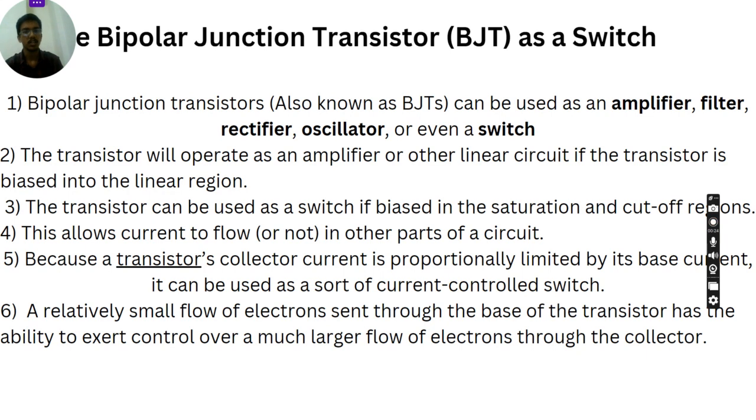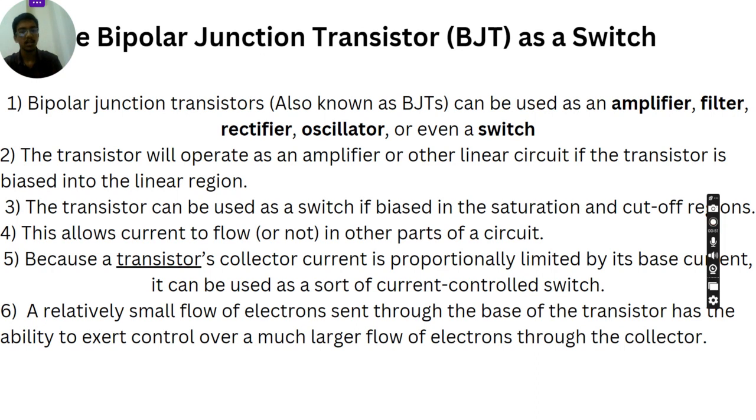Bipolar junction transistor means BJT as a switch. A bipolar junction transistor can be used as an amplifier, filter, rectifier, oscillator, or even as a switch. The transistor will operate as an amplifier or other linear circuit if the transistor is biased into the linear region. If biased in the saturation or cutoff region, it can be used as a switch, which allows current to flow in another part of the circuit.